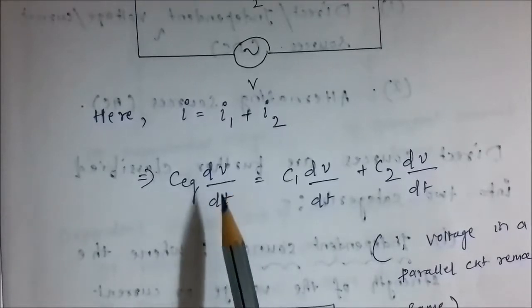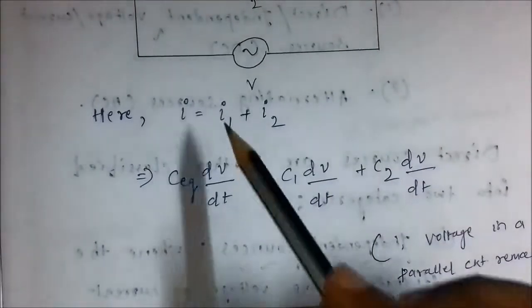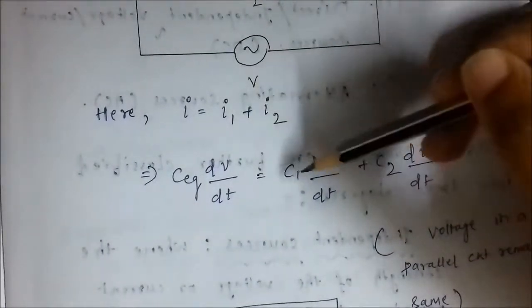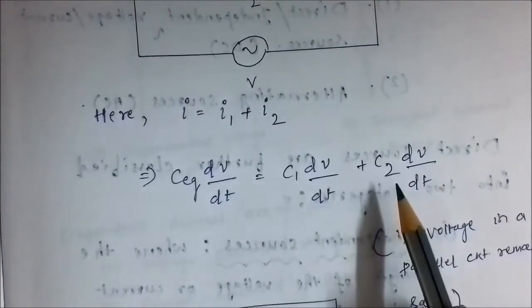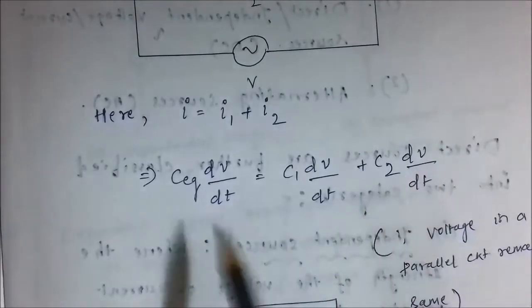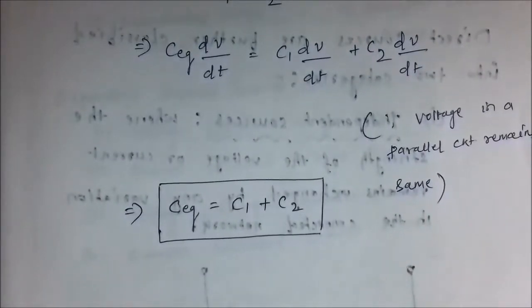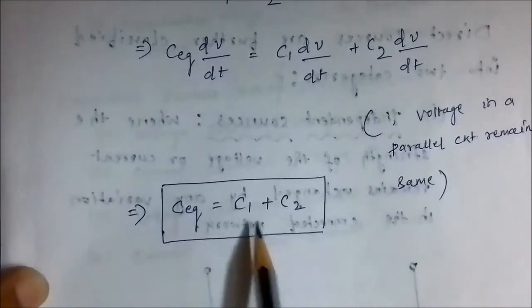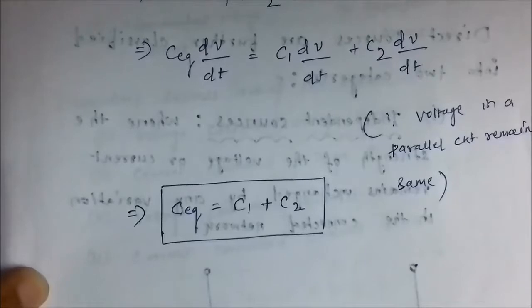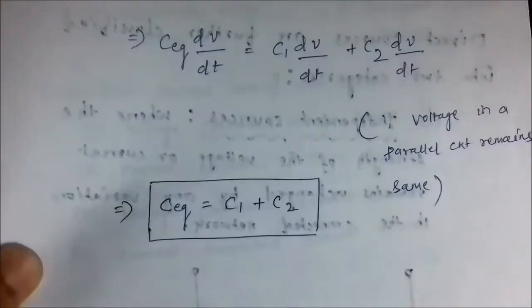So the circuit current can be substituted by equivalent capacitance C subscript EQ into dV by dt, the rate of change of voltage developed across the capacitor with respect to time, equal to I1 substituted by C1 dV by dt, plus I2 substituted by C2 dV by dt. Now this dV by dt term is common in each of the LHS and RHS, so it gets cancelled out. C equivalent is equal to C1 plus C2. Now it's just as I said, it's the opposite as compared to resistors and inductors.